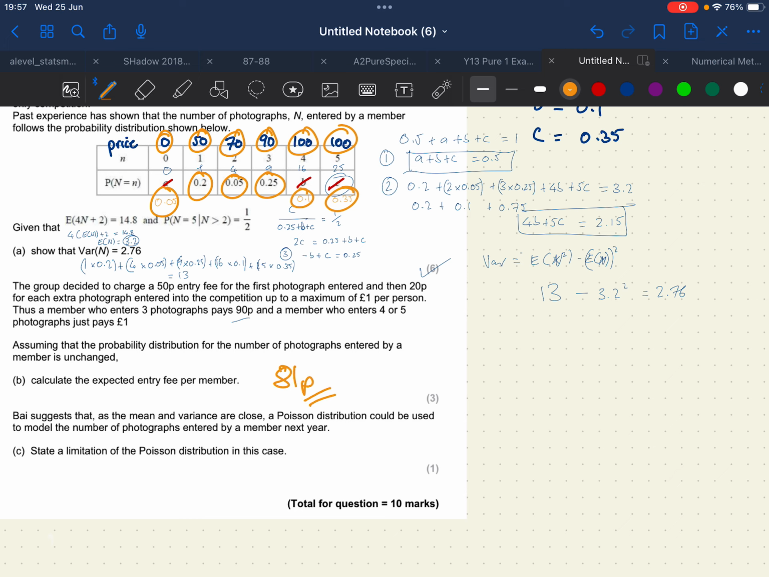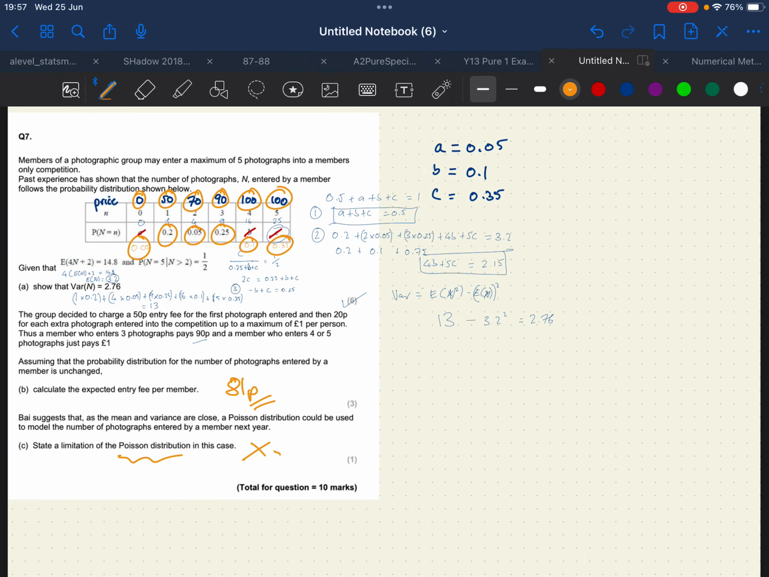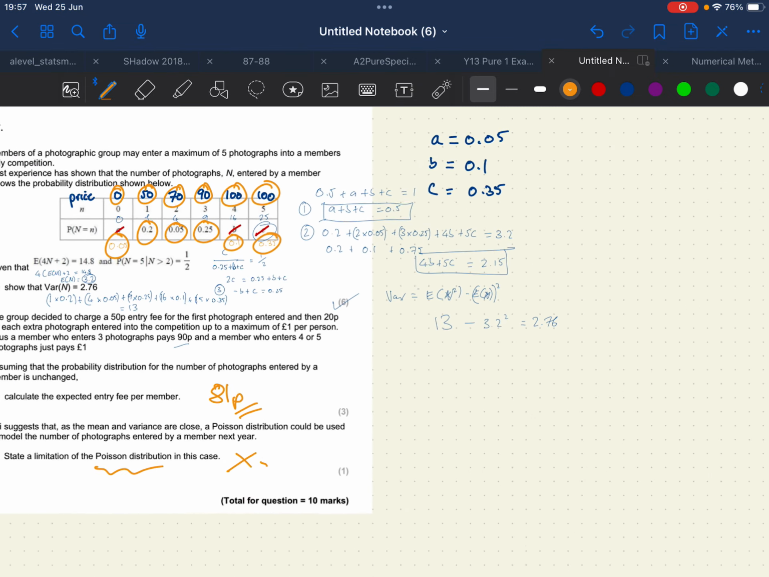Okay? The Poisson distribution you have not done yet. I'm not going to go through that because it doesn't make sense yet. Okay? But I hope that was helpful for that question there.